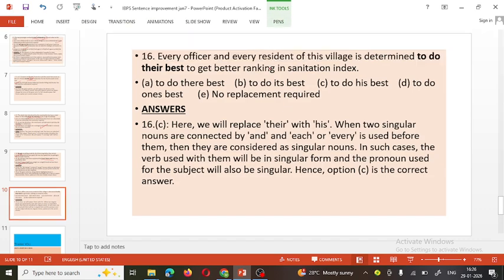Next one: "Every officer and every resident of this village is determined to do their best to get better ranking in sanitation index." Now the highlighted part is "to do their best". "To do their best" is wrong, and "to do its best" is also wrong. We are talking about every resident, so we must consider them as singular. Each and every, when we use them, we must consider them singular. So "to do his best", option C is correct here.